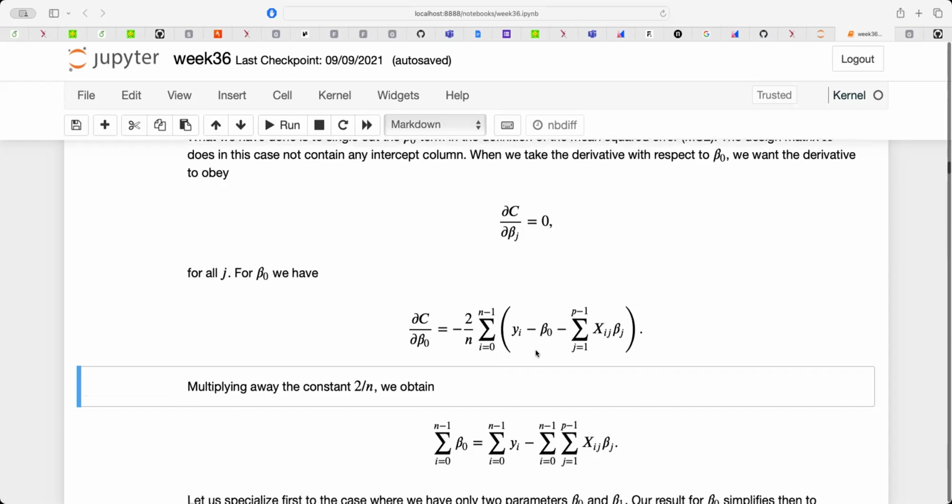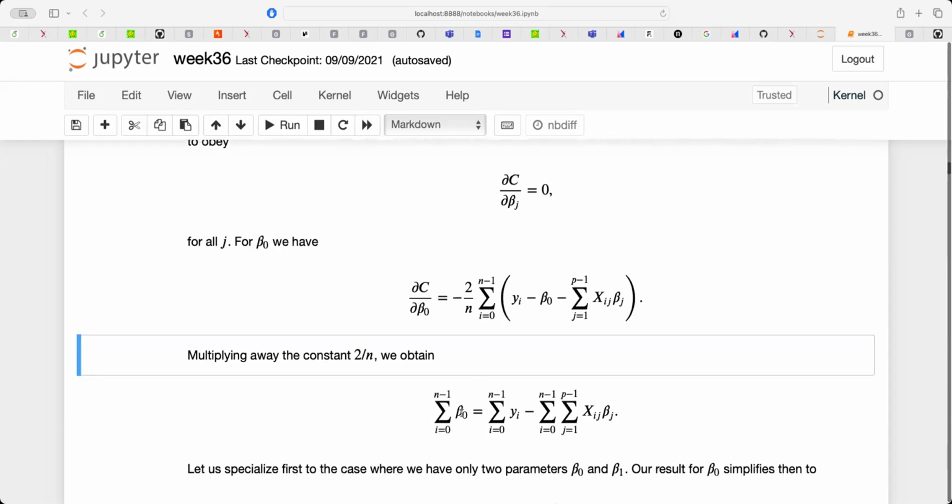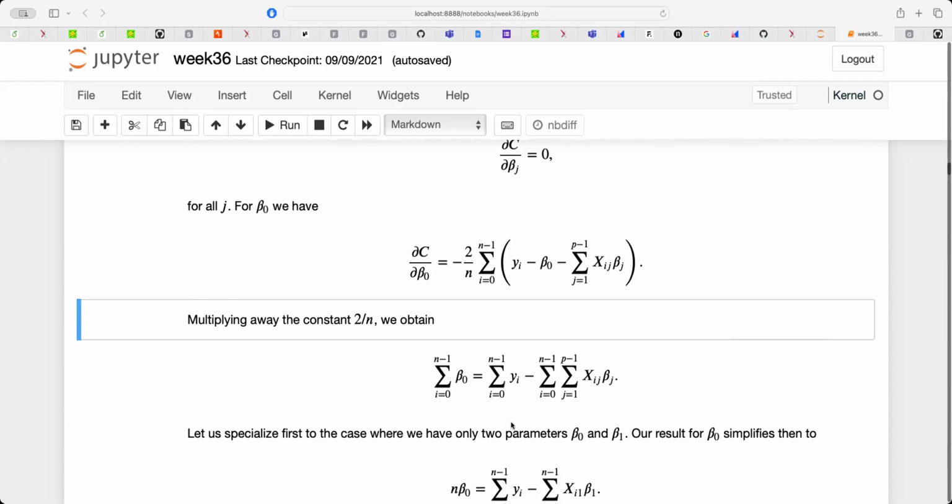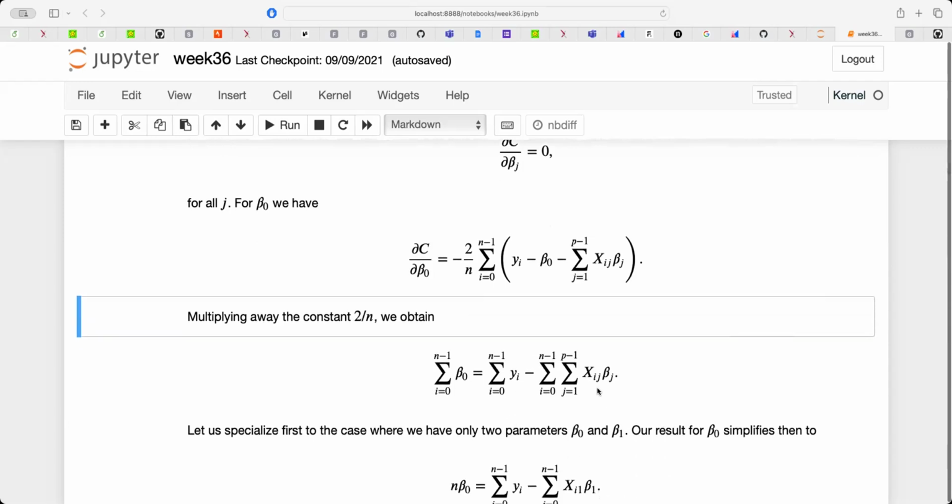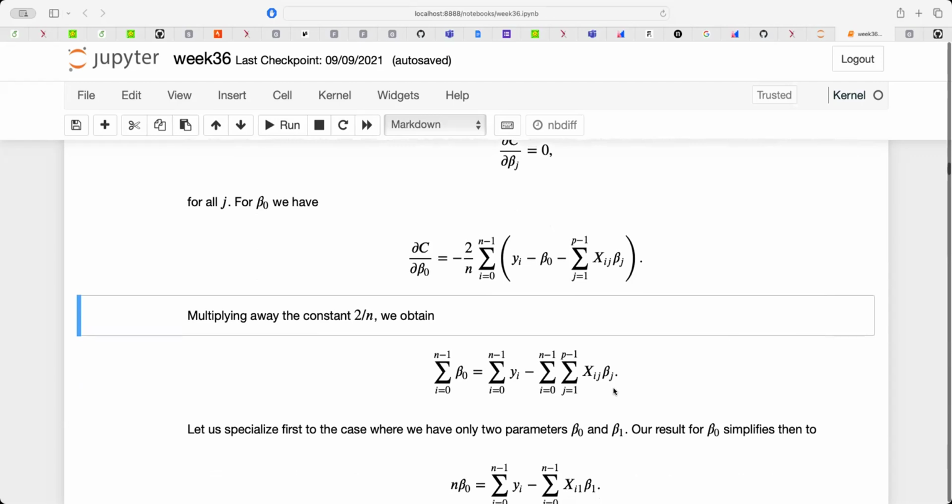And then you can separate it. I multiply away the parameter 2 over n. And then you have simply beta 0, the sums. This is just a constant. So that means that this becomes n times beta 0. And then you have these terms, and then you have these terms as well, where beta 0 is not included.